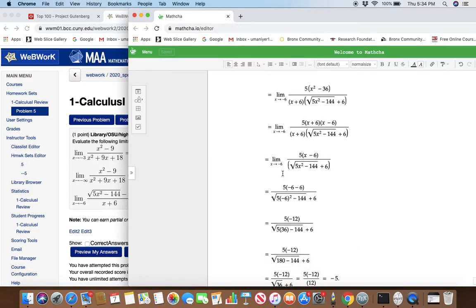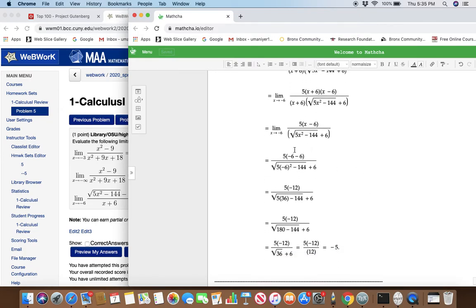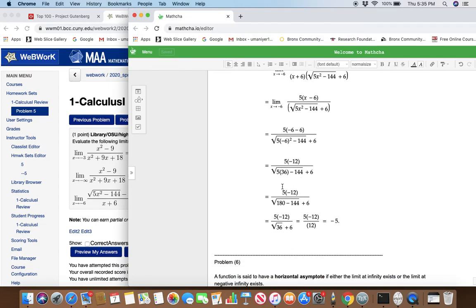Now if I let x go to negative 6, with the plus 6, you simplify negative 6 minus 6, that's a negative 12. Okay, 5 times negative 12. Denominator, 5 times 36, don't forget negative is going to be squared, minus 144. 180 minus 144 is again 36. Square root of 36 is a 6. 6 plus 6 is a 12. 12 cancels the 12 and a negative survives, negative 5.